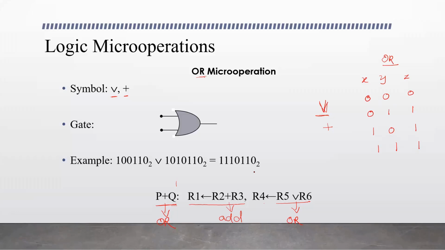One example is given. You can perform this: 1 0 0 1 1 0 OR, the operator used is OR here. It has 7 bits: 1 0 1 0 1 1 0. When you perform OR, 0 OR 1 is 1, here 1 0 1 1 1.